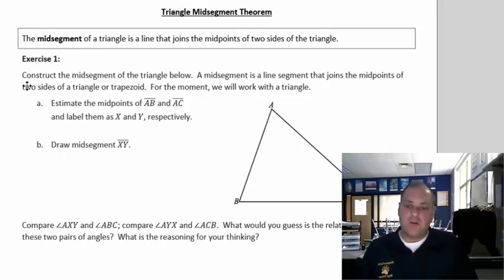So basically what we're going to do here is construct the mid-segment of the triangle below. Again, a mid-segment is a line segment that joins the midpoints of two sides of a triangle or trapezoid. For the moment, we will work with a triangle. So estimate the midpoints of AB and AC. So we're going to estimate.